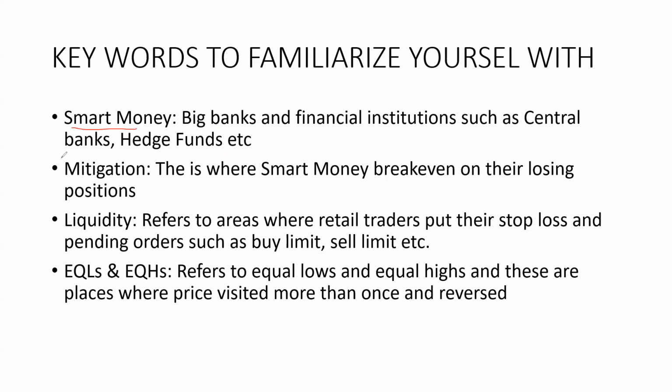The second one is mitigation. All right. This relates to orders. So what is mitigation? Mitigation is where smart money breaks even on their losing positions. Mitigation of orders. In other terms, it is a move which big banks use to mitigate orders before they go in the right direction. All right. Another term is liquidity.